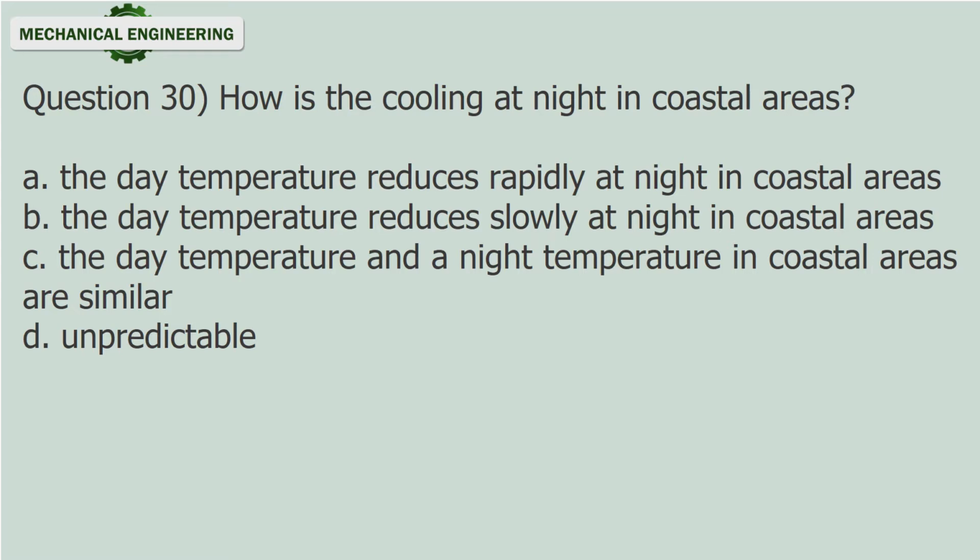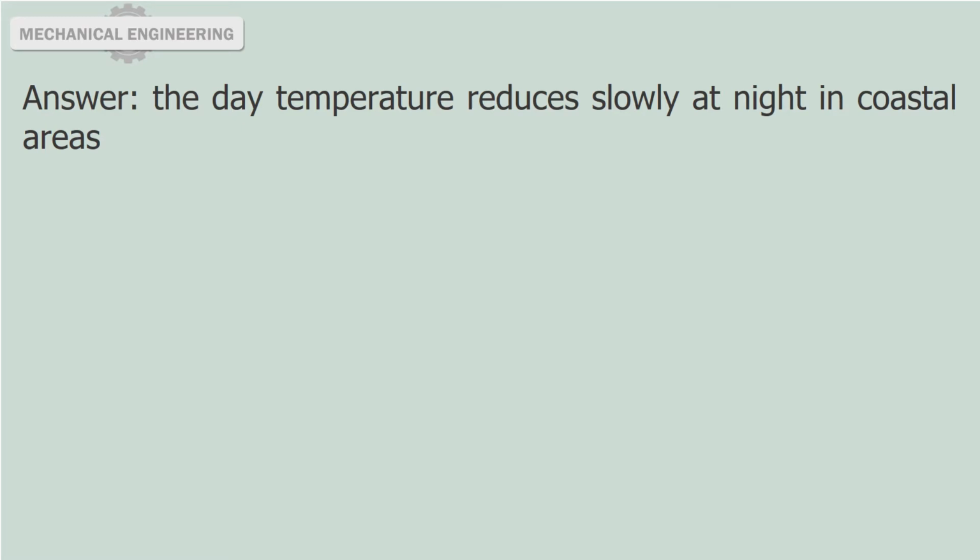Question 30. How is the cooling at night in coastal areas? A. The day temperature reduces rapidly at night in coastal areas. B. The day temperature reduces slowly at night in coastal areas. C. The day temperature and night temperature in coastal areas are similar. D. Unpredictable. Answer: the day temperature reduces slowly at night in coastal areas.